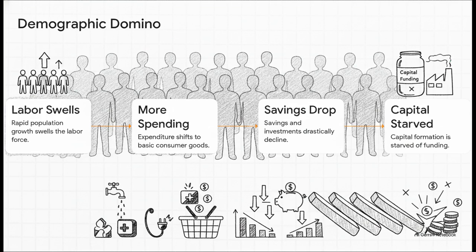It creates this crazy demographic domino effect. Step 1, rapid growth swells the labor force, meaning more people need jobs. But step 2, more people means society's spending shifts aggressively toward basic survival stuff, like water, food, and education. Because of that, we hit step 3. Savings and investments drastically decline, which leads straight into step 4. Capital formation is completely starved of funding. So rapid population growth is actively draining the exact resources needed to create jobs for that growing population. It's wild when you think about it.